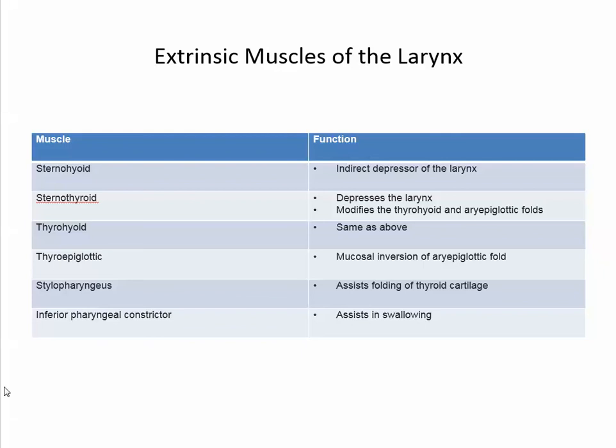This is a box which shows the function of the various extrinsic muscles of the larynx. The sternothyroid, sternohyoid, and the thyrohyoid primarily help in depressing the larynx, whereas the inferior pharyngeal constrictor assists in swallowing, and the stylopharyngeus assists in elevation of the thyroid cartilage.